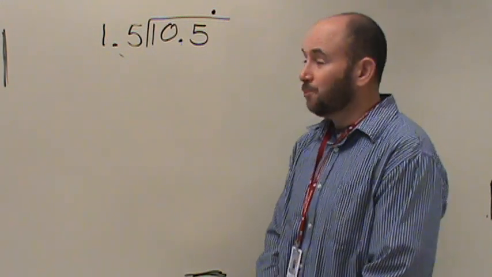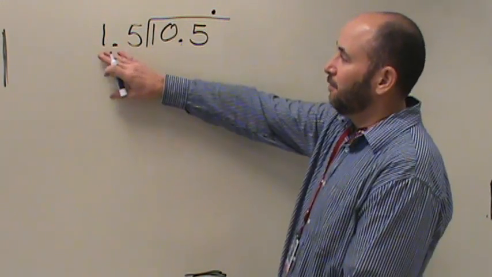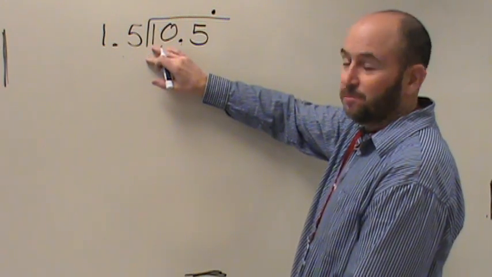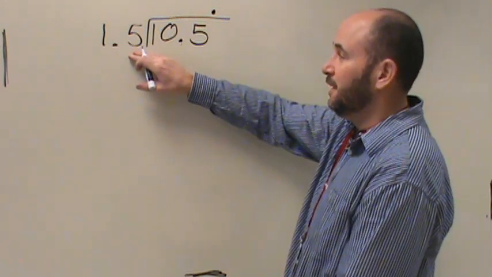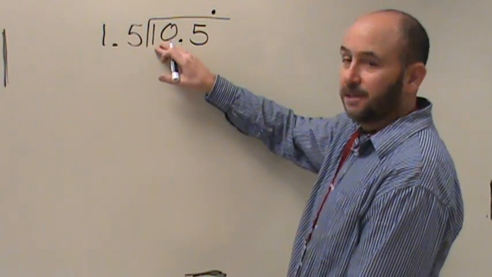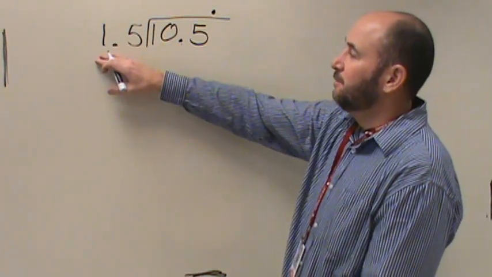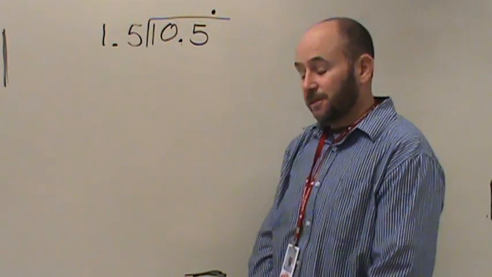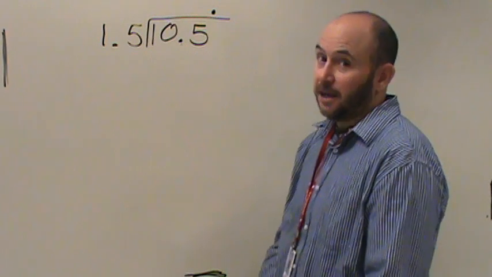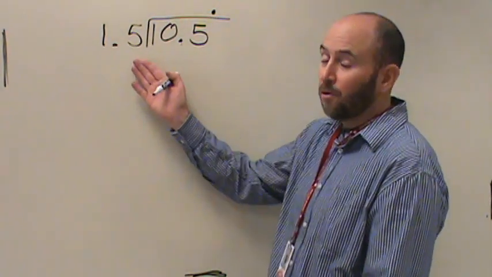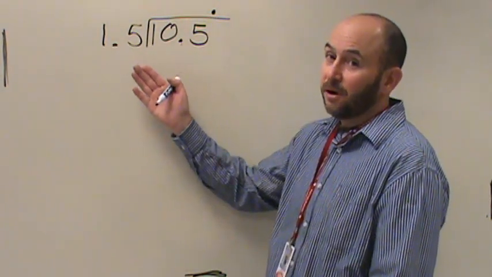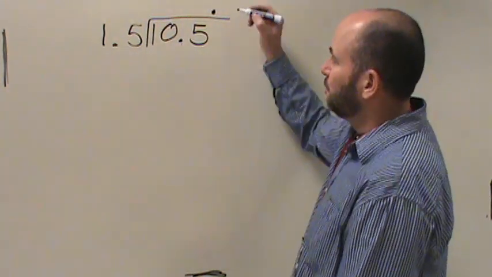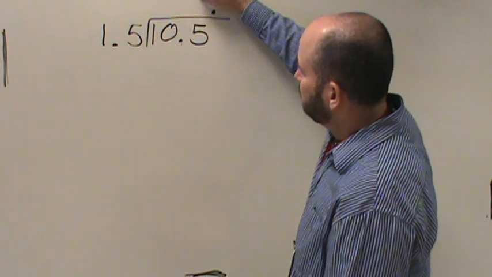Now that I've moved my decimal point, I can then ask myself, how many times does 15 go into 1? It doesn't do it. How many times does 15 go into 10? It doesn't do it. How many times does 15 go into 105? Well, in this case, you would have to take a guess. Okay, well, it's a little more than 10, so it's going to be somewhere less than 9. Okay, and a good guess would be 7.